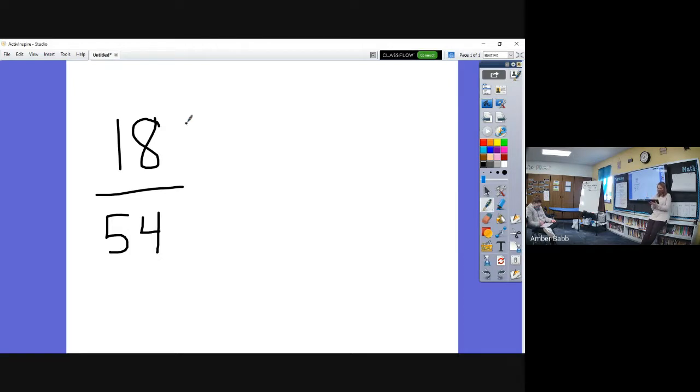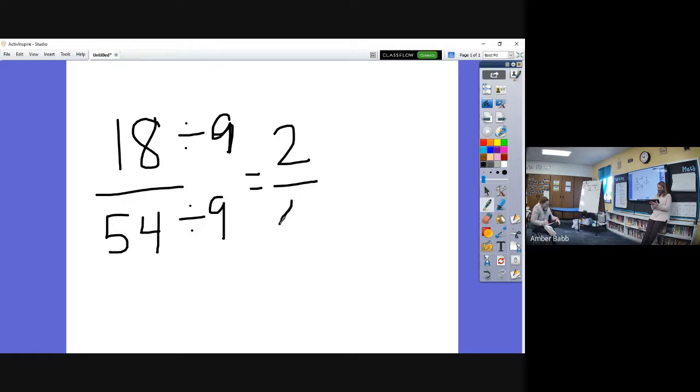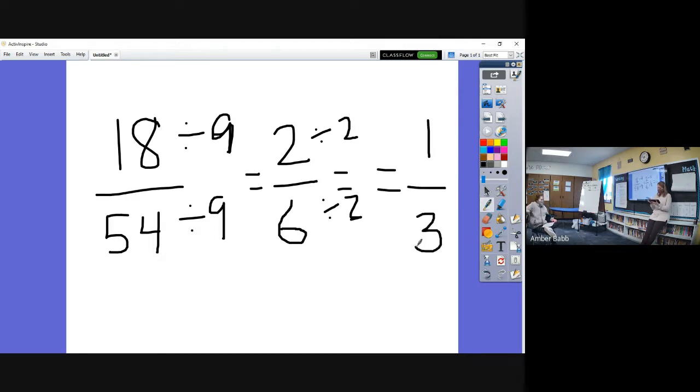So I would have probably divided this by 9. That was the factor that stuck out to me. 18 divided by 9 gives me 2. 54 divided by 9 gives me 6. But then I see that these are both even. That means I can divide them both by 2. So now I'm going to divide by 2. And so when I do that, I get a 1 and a 3.